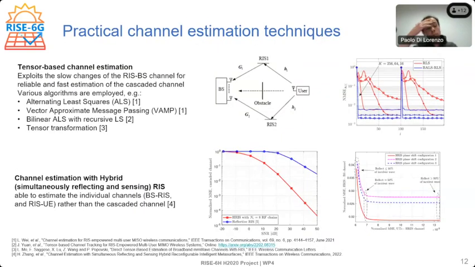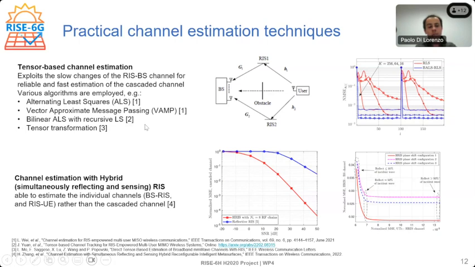Then we move to practical channel estimation techniques. Also here we have several works. For instance, the first one exploits slow changes in the cascade channel, actually in the RIS-base station channel, and enables an estimation that is both reliable and fast of the cascade channel, hinging on a tensor-based modeling, which is then solved using, let's say, very reliable algorithms such as alternating least squares and so on.